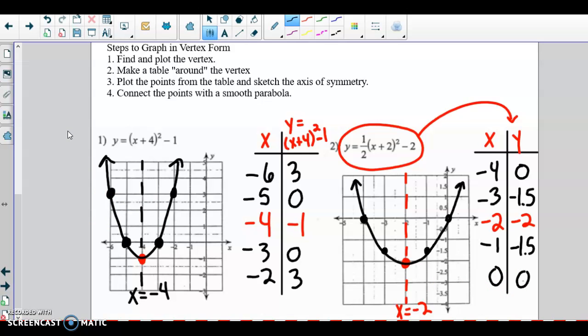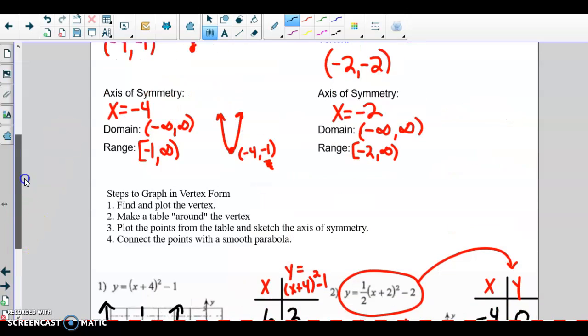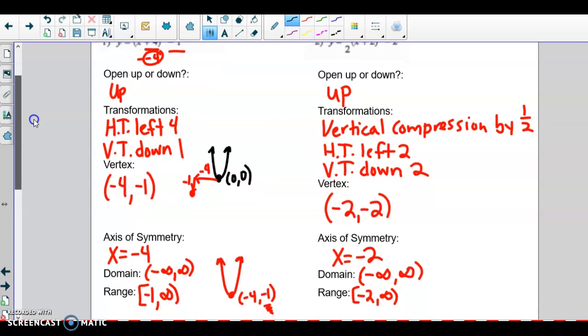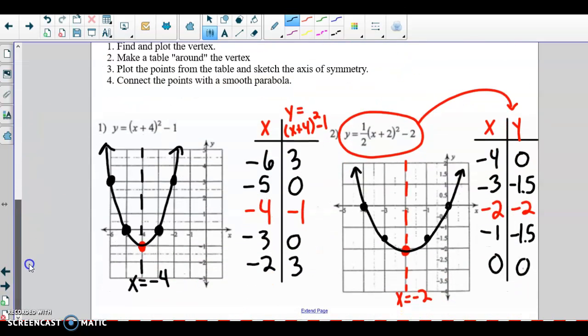The homework is a worksheet where the first 4 problems are just going through the properties, and then the last 4, I believe, are graphing. So good luck with the homework.